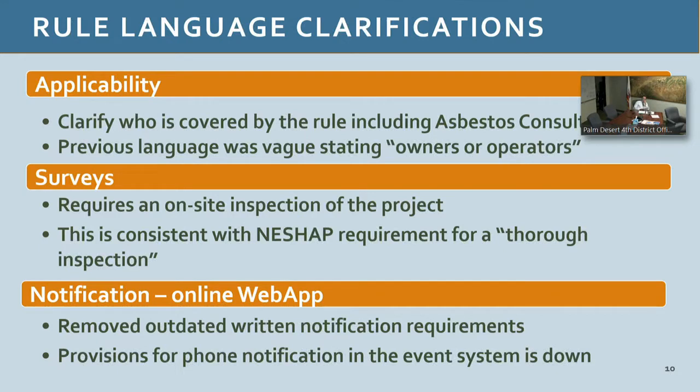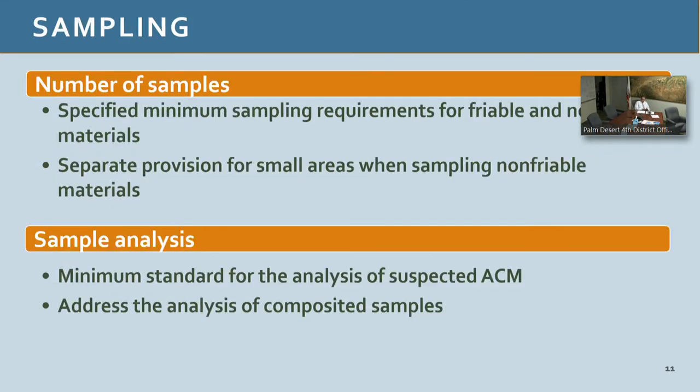And then on notifications, we have developed an online notification procedure, and that's been in use for several years at this point. And so we removed the provisions of the rule that provided written notification requirements. Everything's been online for many years, and so we wanted to make sure that the rule reflected that. We did provide provisions in there so that in the event that the web system is down, there's a phone notification procedure that folks can use so that we don't have to delay jobs for that.